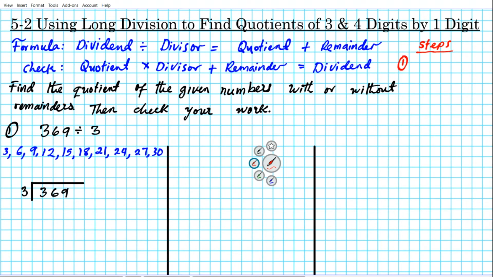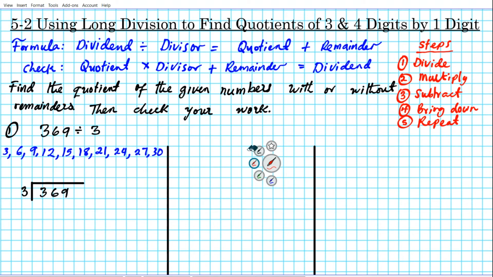Step 1, you divide. Alright, divide, multiply, subtract, bring down, and then repeat. Okay, so the same procedure that we used in the previous presentation for dividing two digits by one digit, we're just going to repeat the same process again, one additional time for three digits by one digit, and then two additional times for four digits divided by one digit.